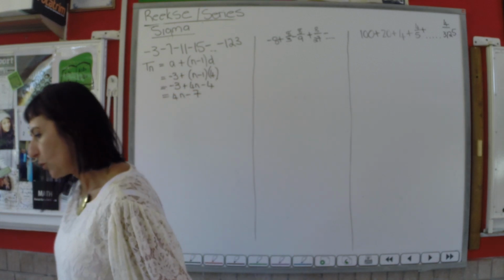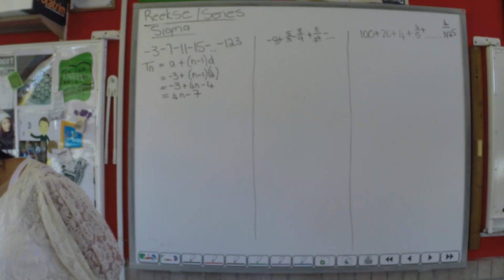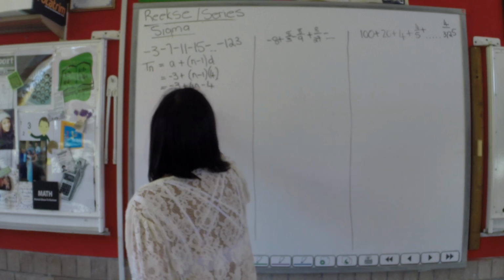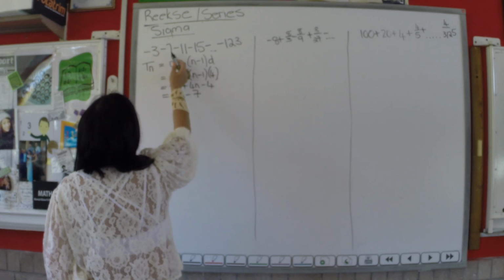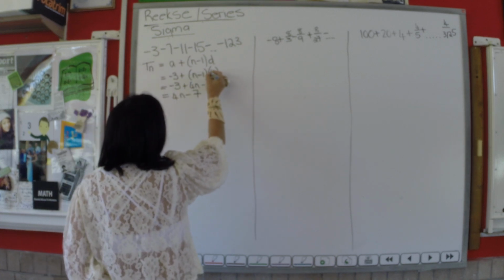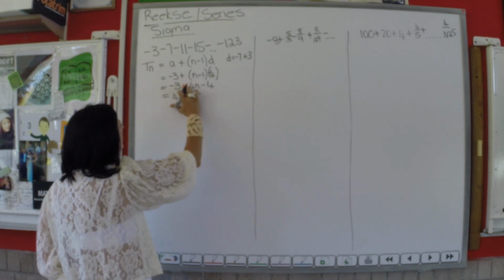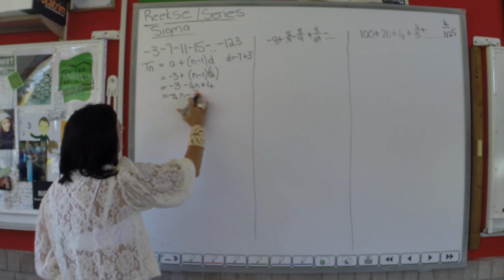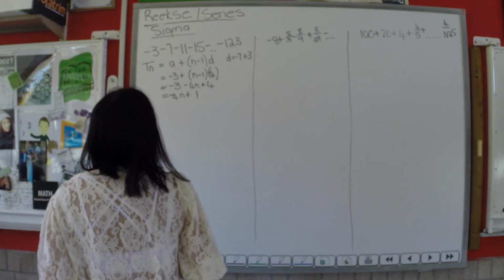That's my Tn formula. So now I've got that little piece that must go. Is it 4n? Let me just check. Let me just fix this. I see that d equals minus 7 plus 3. That gives me minus 4. So let's change it a little bit. It's going to be minus 3 plus (n minus 1) times minus 4, so that's going to be minus 4n plus 1. That's my Tn formula.